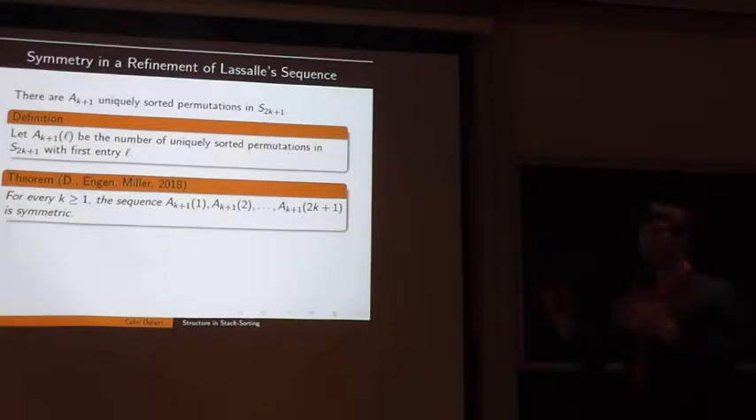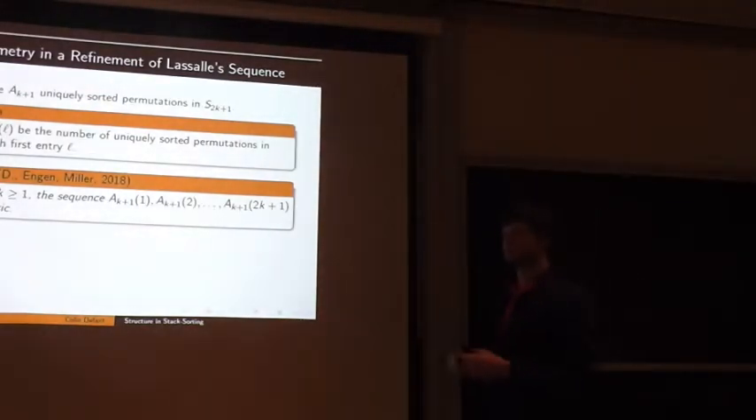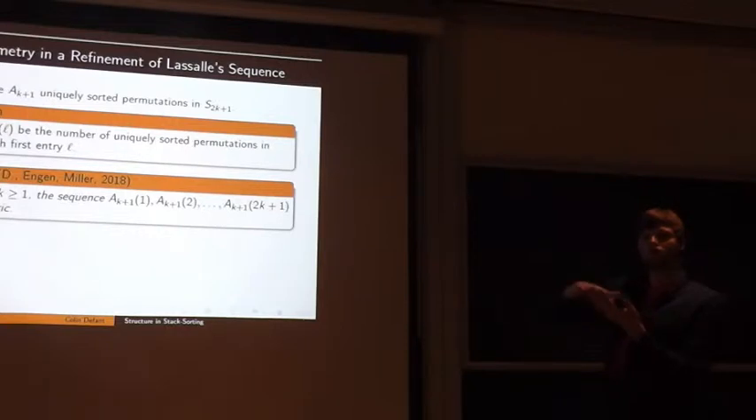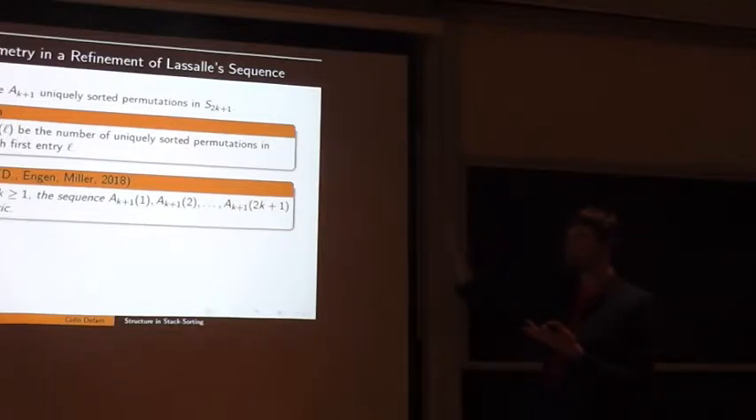And of course, the reason that we're getting this symmetry is because we're not just counting sorted permutations, we're counting uniquely sorted permutations. So it's not at all obvious. Right, it's not really obvious from the definition. It's very surprising. Yeah, it's surprising, and what's really happening here is that we're requiring that these permutations have at least one preimage under the stack sorting map, but also at most one preimage.